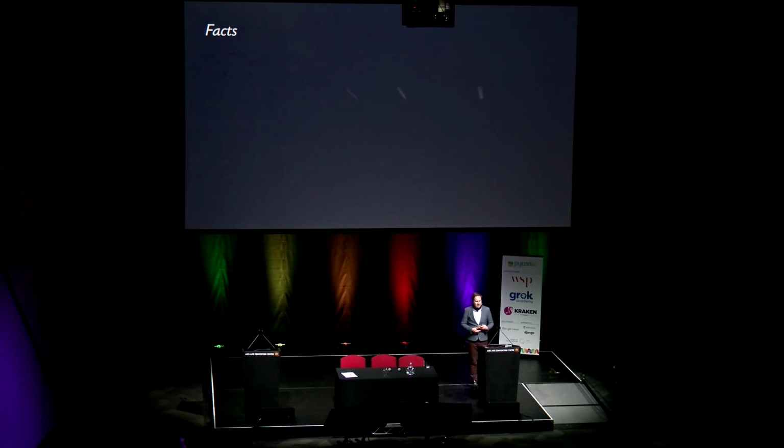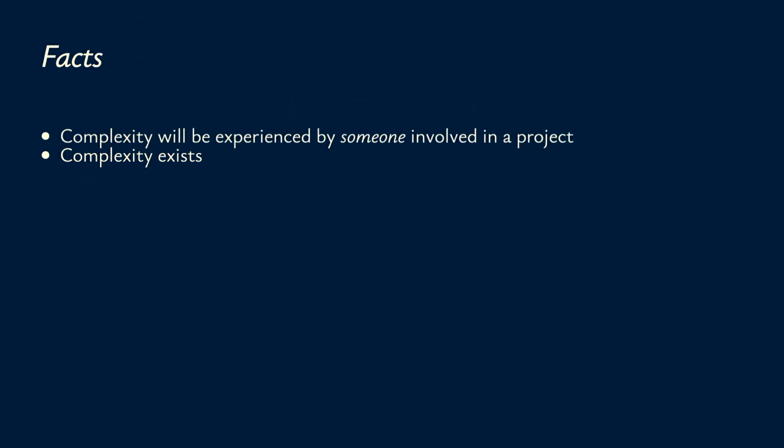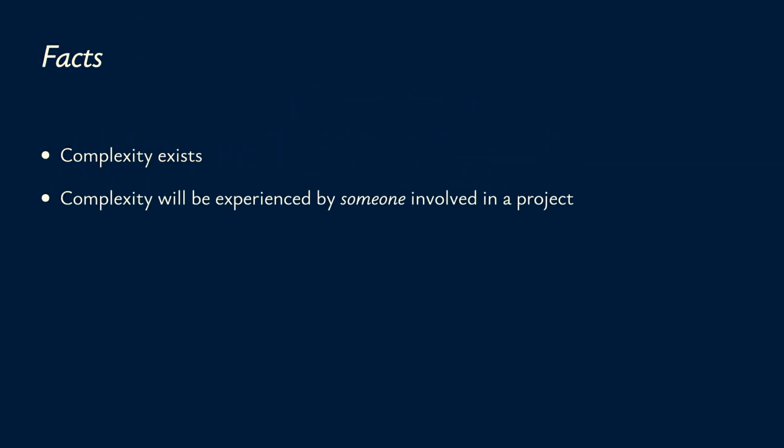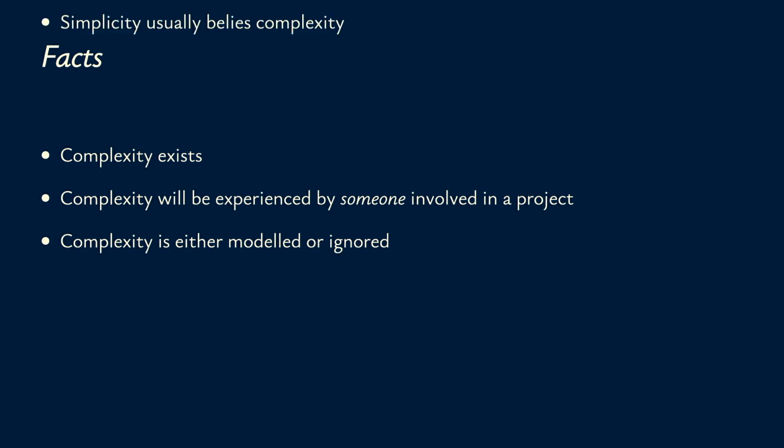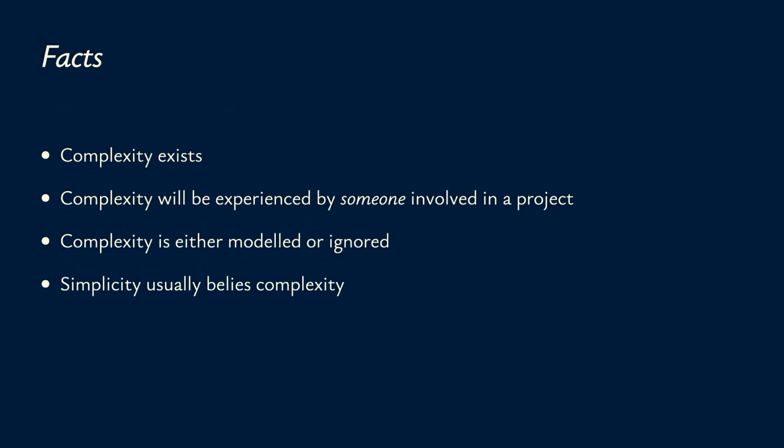Which is leading me to some indisputable facts here. The first is that complexity exists, and that it will be experienced by somebody on a project of some description. It could be an end user, it could be you as the programmer. And on a systems design level, complexity is either modeled or ignored. And more importantly, simplicity usually belies some level of complexity within a system. Put another way, anyone who is experiencing simplicity is doing so because complexity has been dealt with in some sort of way.